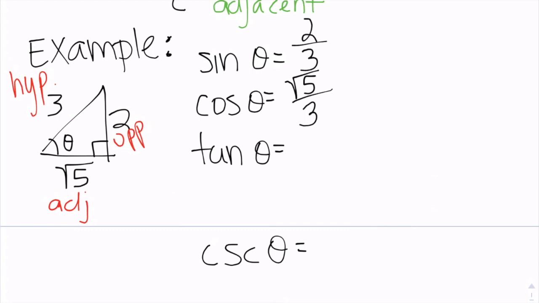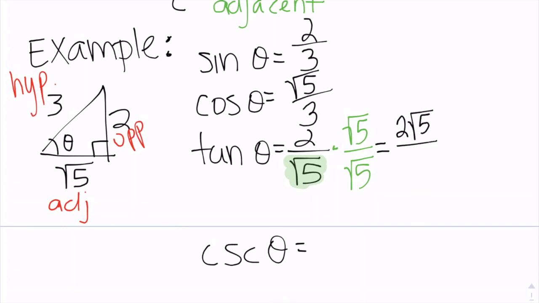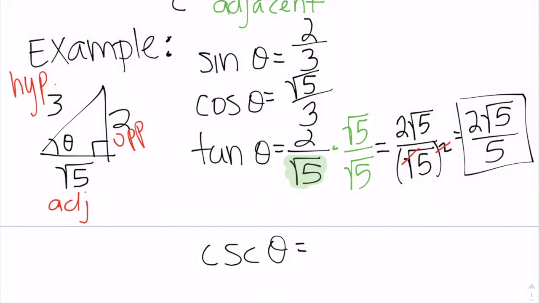And then tangent is opposite over adjacent, so it's going to be 2 over the square root of 5. But if you remember from yesterday's notes, you cannot leave a radical in your denominator. So we have this square root of 5 here, which means that we need to rationalize this denominator. So we're going to multiply by the square root of 5 over the square root of 5. So then we do numerator times numerator, so 2 times the square root of 5 over square root of 5 times the square root of 5, which is the square root of 5 squared. The squared cancels with the square root. And so that gives us 2 square root of 5 over 5 as our final answer for that.